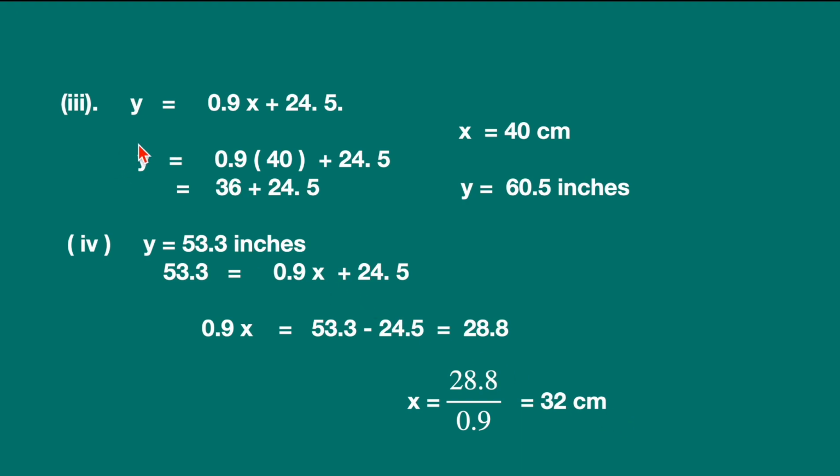Okay, third sum, they have given us the value of x as 40 centimeters, asking us to find the value of y. So write down this equation, substitute x as 40, simplify it, and you will get the value of y as 60.5 inches. Similarly, the last sum, they have given us the value of y as 53.3 inches and they are asking us to find x. Substitute y here, solve it, simplify it, and you will get the value of x as 28.8 upon 0.9, that is equal to 32 centimeters.